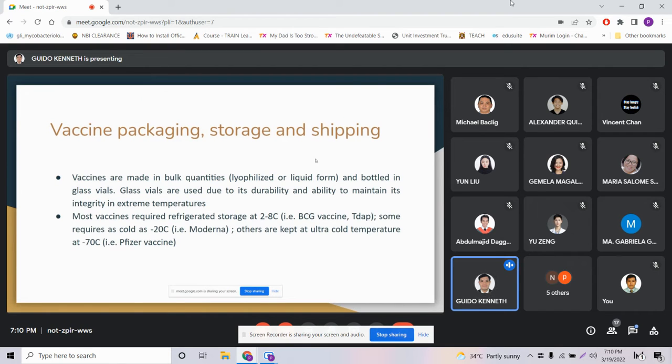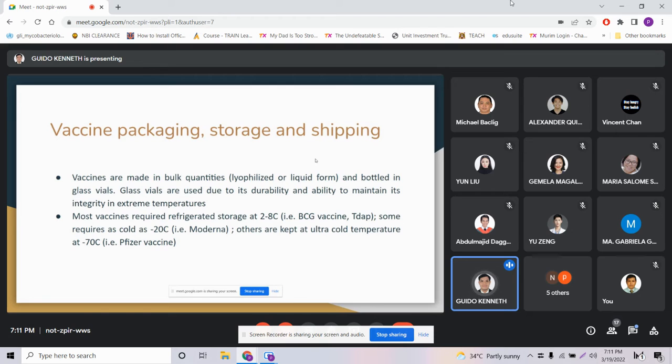During manufacturing, vaccines are made in bulk quantities and may be in either lyophilized or liquid form. These are bottled in glass vials, since glass vials are durable and able to maintain the integrity of the vaccine even in extreme temperatures. Vaccines are required to be stored in cold temperatures, thus this involves the use of specialized equipment. Ordinary refrigerators, such as the regular refrigerators at home, should not be used since the temperature cannot be monitored in these conditions.